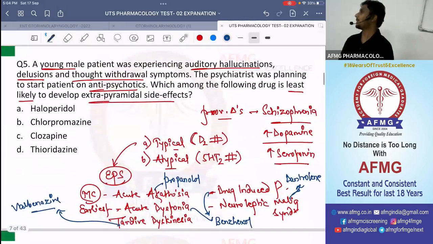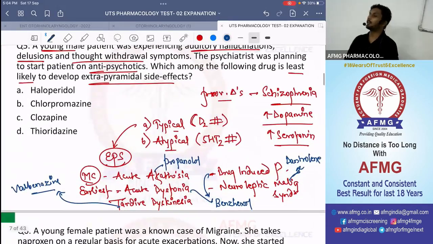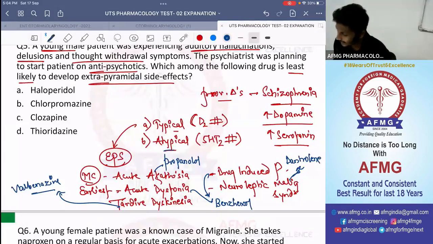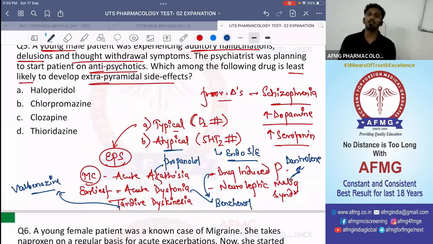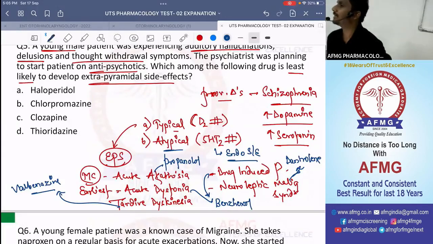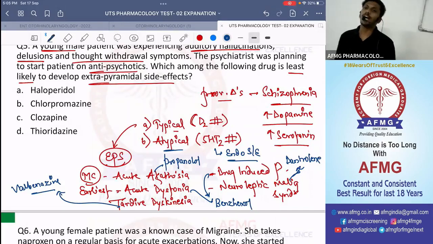So these are all the extrapyramidal side effects of your typical antipsychotics. Atypical antipsychotics can also cause extrapyramidal side effects, but the incidence is very, very low. Mainly, atypical antipsychotics lead to endocrinal or metabolic side effects. They will cause lipodystrophy syndrome: they will lead to obesity, increase the insulin resistance, and cause hyperglycemia in the patient. That together is known as the lipodystrophy syndrome. So if I ask you in which the risk of lipodystrophy syndrome is higher, the answer should be atypical antipsychotics. And if I ask you in which the risk of movement disorders is higher, the answer should be typical antipsychotics.